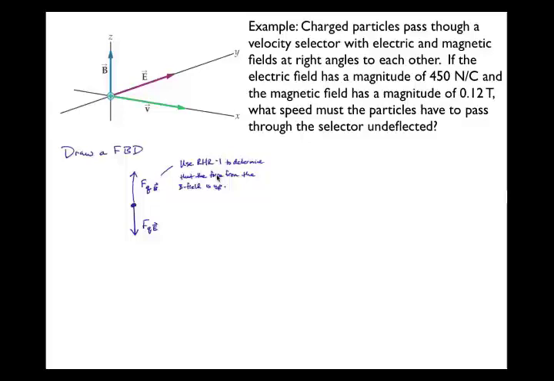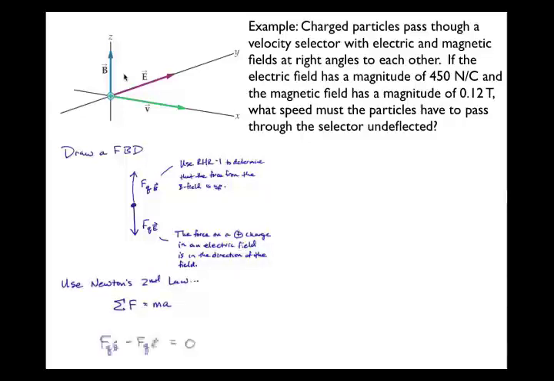We can use right-hand rule 1 to determine the force from the magnetic field is up in a given situation, and the force on a positive charge in an electric field is in the direction of the field, so say that's down in this situation. Again, this doesn't match the perspective of this 3-dimensional axis sketch up above. If we apply Newton's second law, that says the sum of the forces equals the mass times the acceleration.